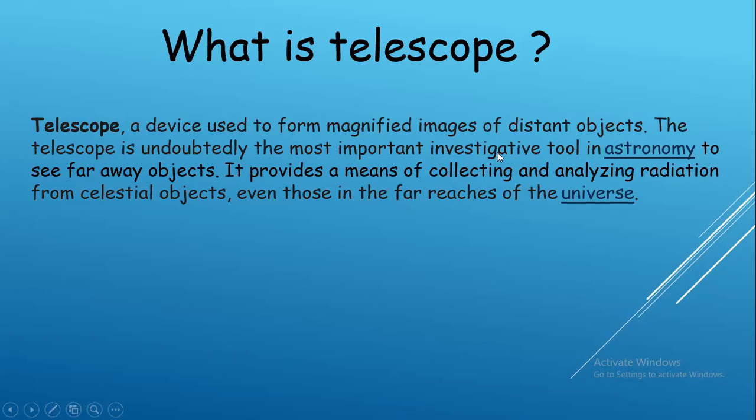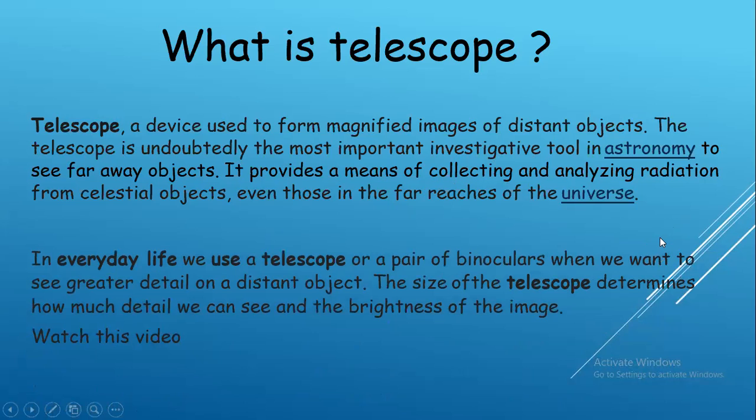Now, it provides a means of collecting and analyzing radiation from celestial objects, even those in the far reaches of the universe. In everyday life, we use a telescope or a pair of binoculars when we want to see greater detail on a distant object. These we use on Earth are called terrestrial telescopes. The size of a telescope determines how much detail we can see and the brightness of the image.